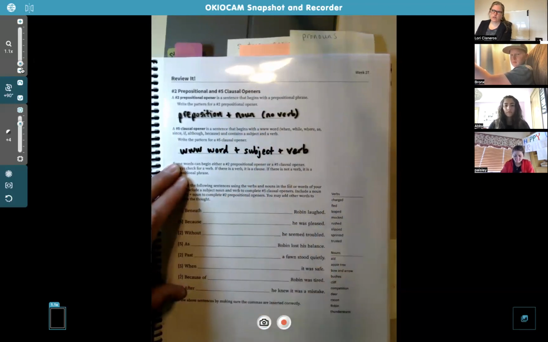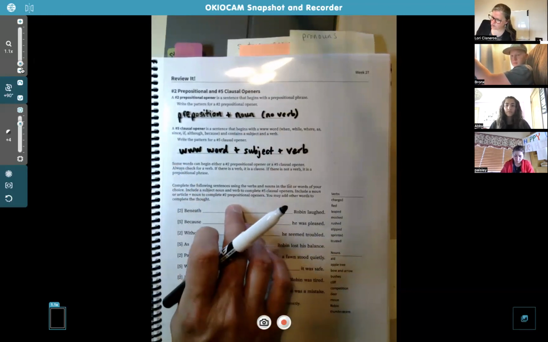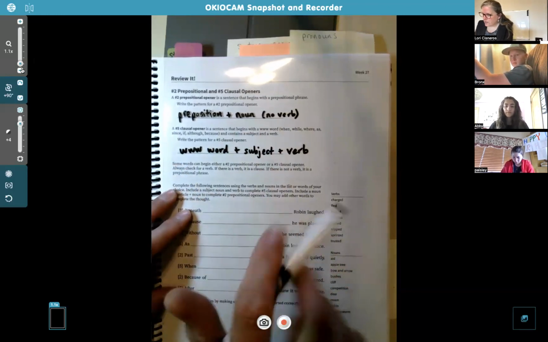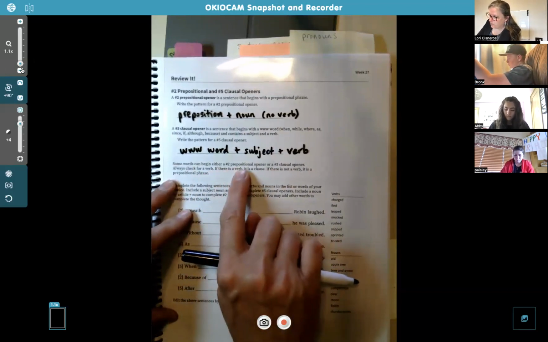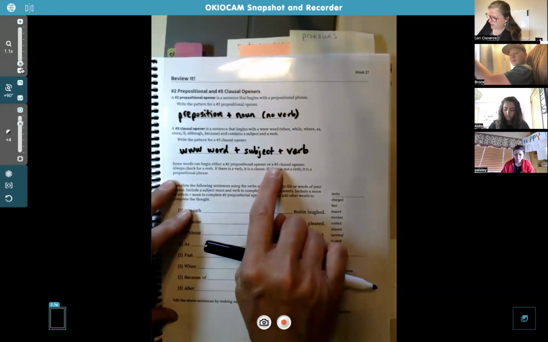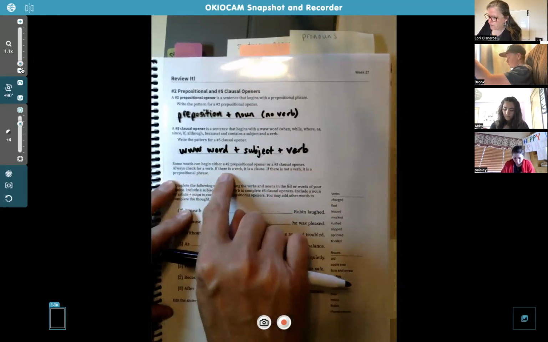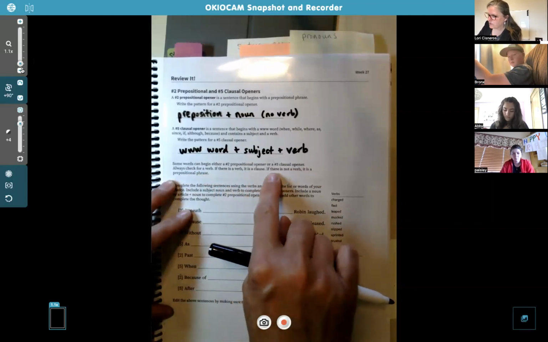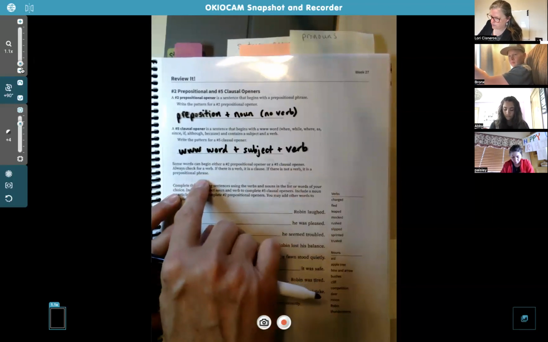So that's one of those words that can be either one, depending how it's used. So some words can begin either a number 2 prepositional opener or a number 5 clausal opener. Like I just said, always check for a verb. If there is a verb, it's a clause. If there is not a verb, it is a prepositional phrase.